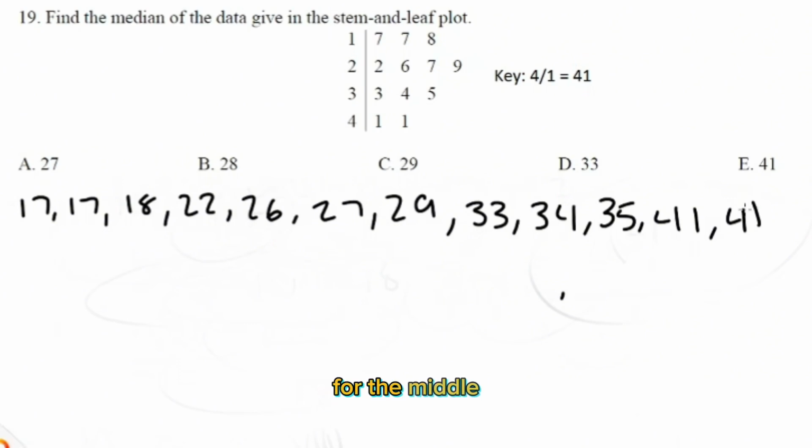Alright, so we're looking for the middle term. First we need to know how many total terms there are. That's 1, 2, 3, 4, 5, 6, 7, 8, 9, 10, 11, 12. So there's 12 terms. If there's an odd amount of terms, we can just find the number in the middle, and that's our median. However, in this case, we have an even amount of terms. So what do we do? Well, we find the two numbers in the middle, and then we find the average of them, or the number in between those two numbers. In this case, that's 27 and 29. So we find the number that's between 27 and 29, which is 28, and that's your answer.